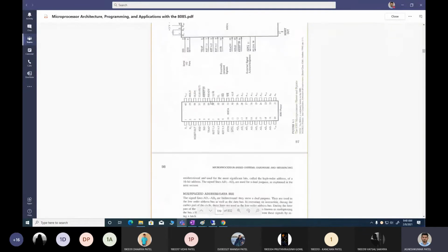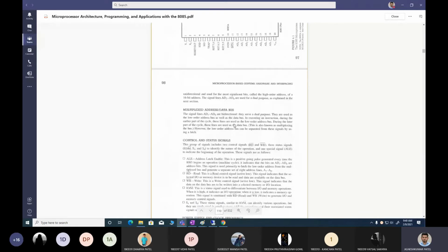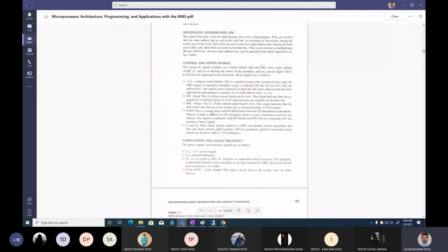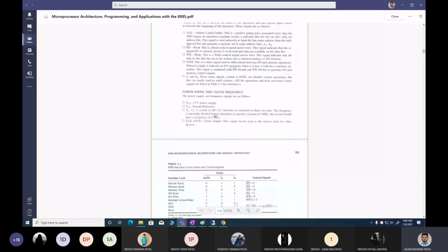Then what are the pins? The pin description can be asked in the examination. And the pin description is given on the next page. You can refer it from here. Okay, what should you write in examination?